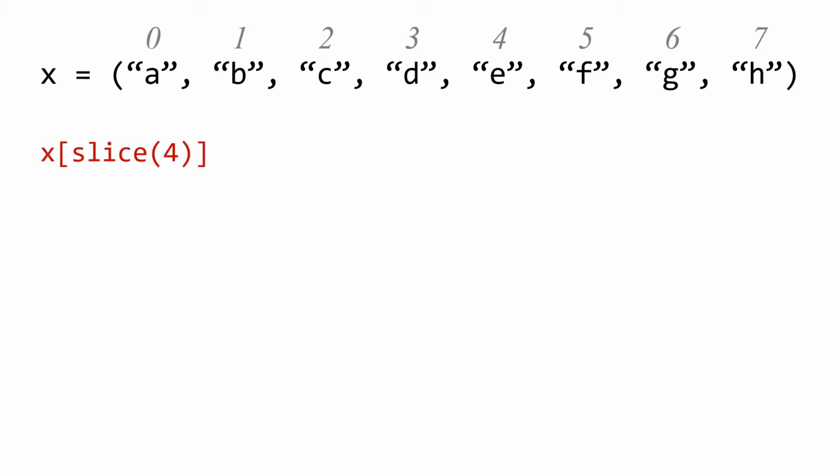Now consider a Python code like this. It says x slice, within brackets you can see 4. Now if you remember the syntax I just explained, the slice function has 3 parameters, that is start, end, and then step. Out of these 3 parameters, the first parameter and the last parameter are optional.